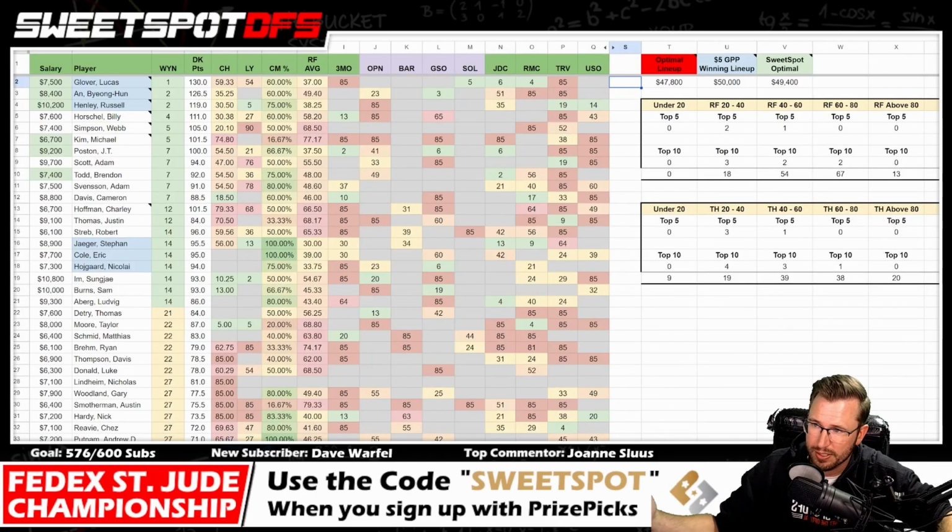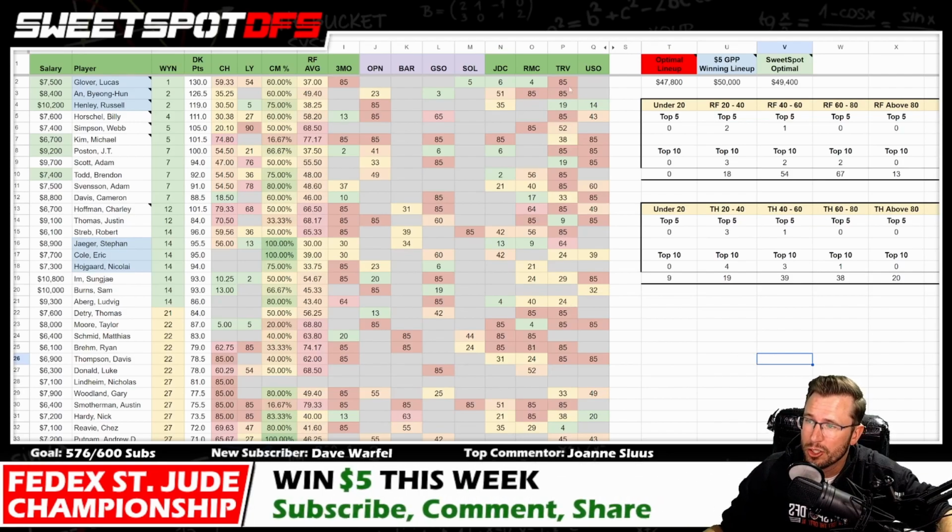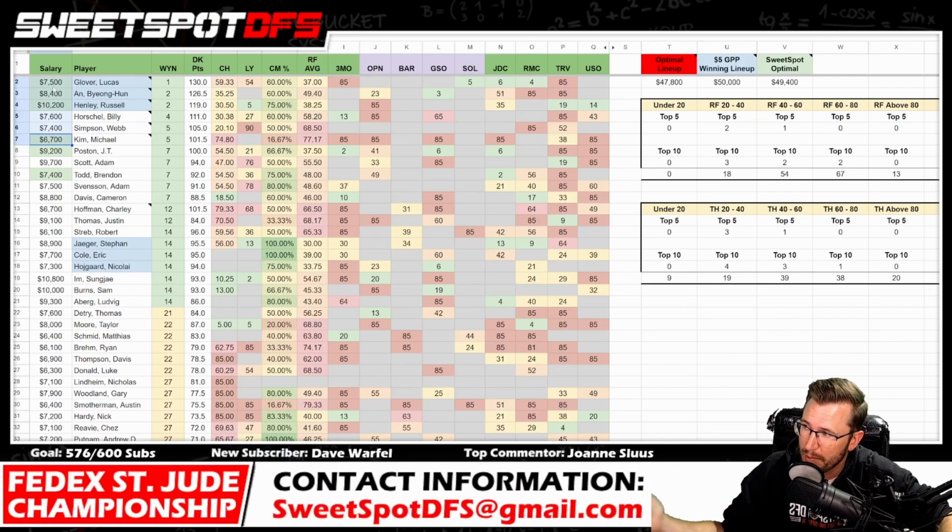So let's go ahead and take a look. We're going to look at the optimal versus the GPP versus the sweet spot optimal to determine, was the sweet spot process 100% successful? Your optimal lineup left $2,200 on the table and it scored 693 points. Basically, it was the top 6 golfers on the leaderboard. That was Lucas Glover, Benny Ann, Russell Henley, Billy Horschel, Webb Simpson, and Michael Kim. If you want to call out the salaries, it's a 10K, an 8K, 3 7s, and a 6.